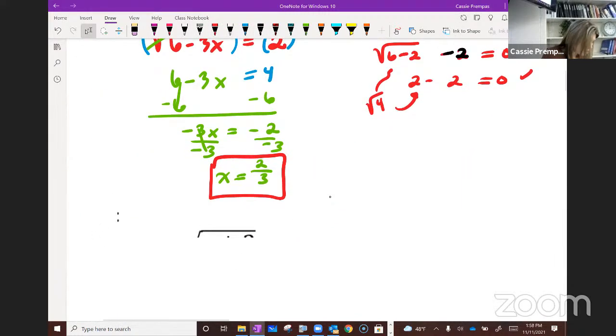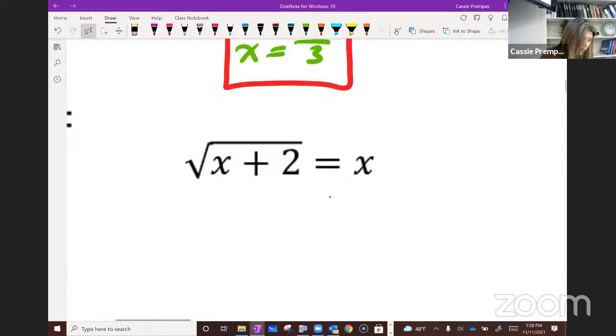So looking at example 2, the radical is already by itself. So what undoes a square root?